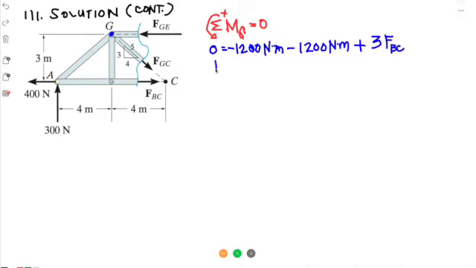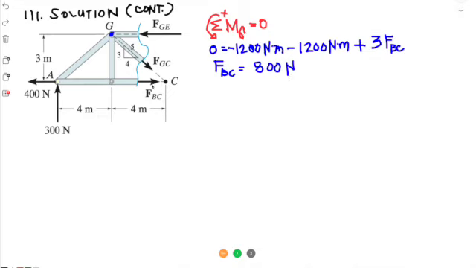So you get the value for FBC to be, is it positive? Yep, it's a positive value. FBC, 24 divided by 3, that's 800 newtons.